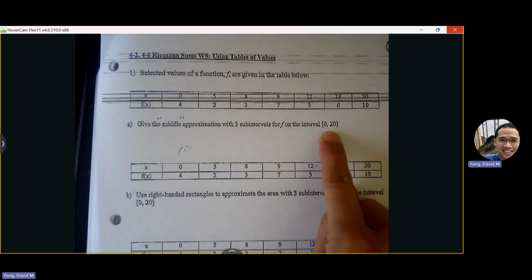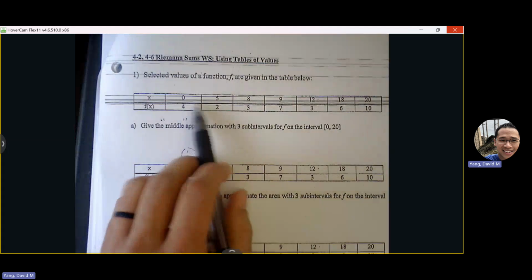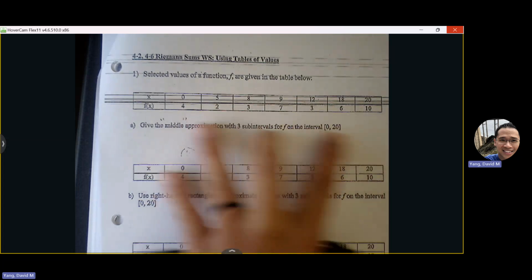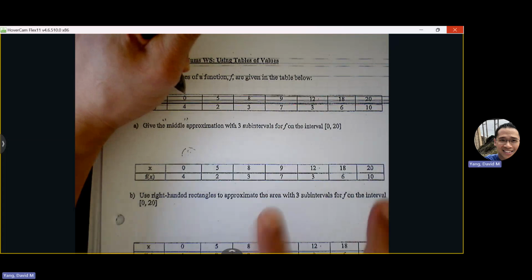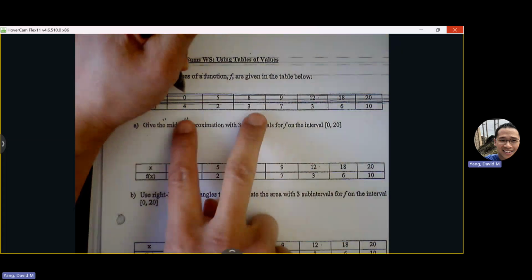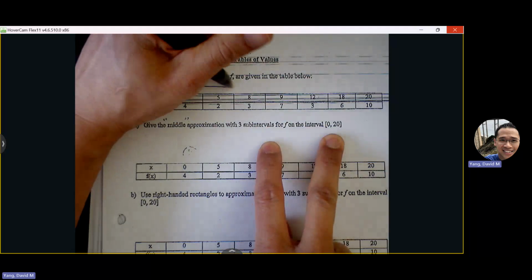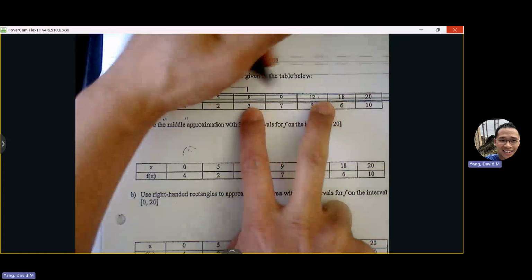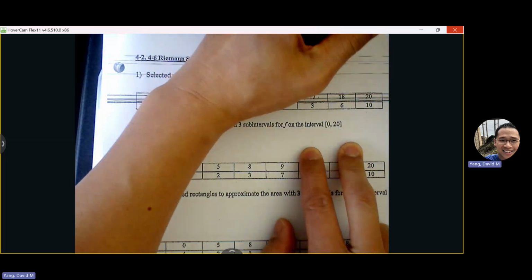So we want 3 subintervals from 0 to 20. So that means every subinterval is going to see the same number of order pairs. Okay. So you're going to basically count, right? You have 1, 2, 3, 4, 5, 6, 7. There's 7 order pairs, and every interval is going to see the same number of order pairs. So what if we did this? What if the first interval is from 0 to 8, and then the second interval is from 8 to 12, and then the third interval is from 12 to 20.